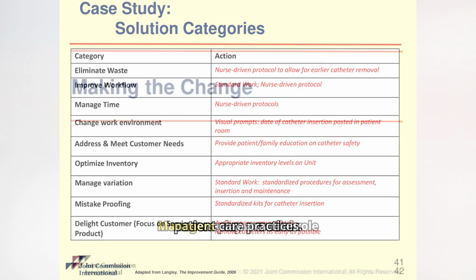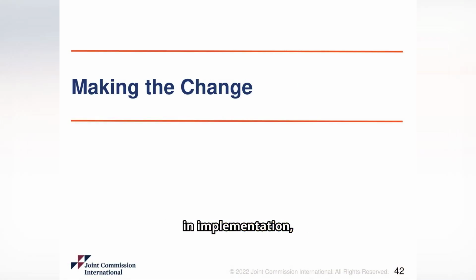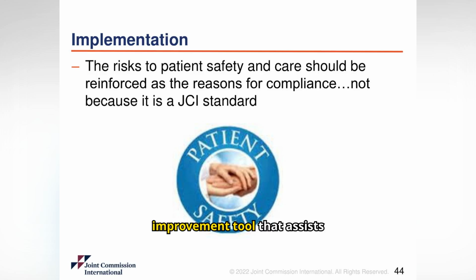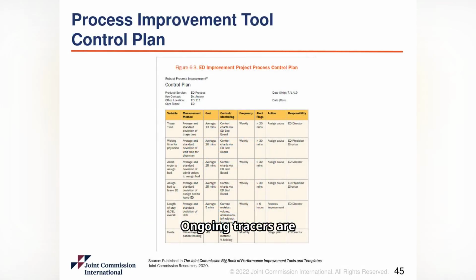Managers play a crucial role in implementation, utilizing real-time monitoring and coaching to ensure accountability and maintain high standards in patient care. Patient safety and care risks should be the primary reasons for compliance with standards, reinforcing the importance of adherence beyond accreditation requirements. The control plan is a process improvement tool that assists organizations in maintaining standards, ensuring that improvements are sustained over time. Ongoing tracers are essential for monitoring compliance, demonstrating improvements, and identifying new challenges, contributing to a robust performance improvement program.